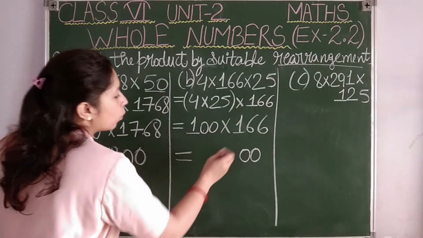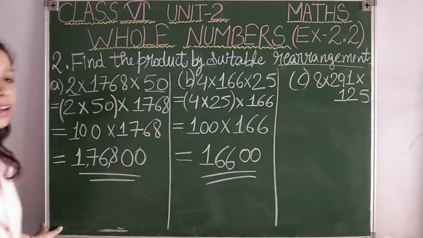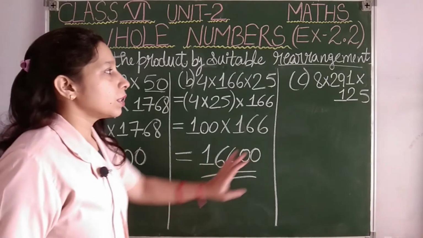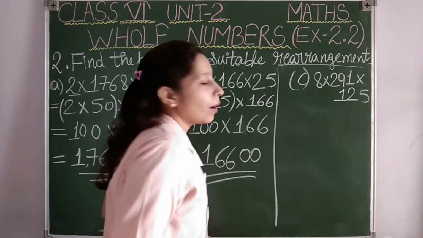1 left, 1 into 166. 166 ones are 166. Again we have solved this. Okay students, point number C. 8 multiplied by 291 multiplied by 125.